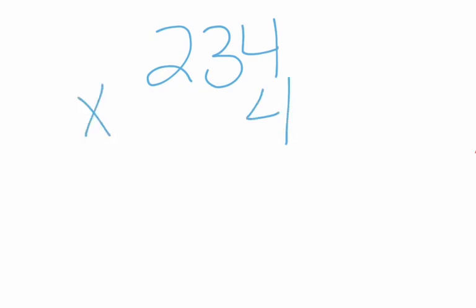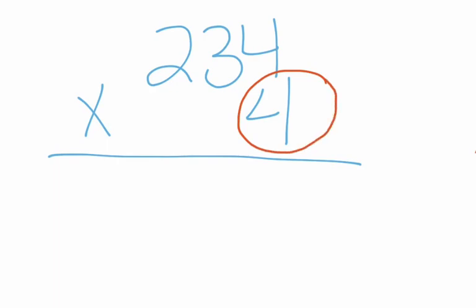So if we multiply 234, like they're asking, times 4, we will get our answer of how many pennies we actually need. So remember, we always multiply every number by this number on the bottom right side. Don't forget that, okay? All right, 4 times 4 is 16. Put down the 6, carry the 1. Then we do 3 times 4 is 12, plus 1 is 13.